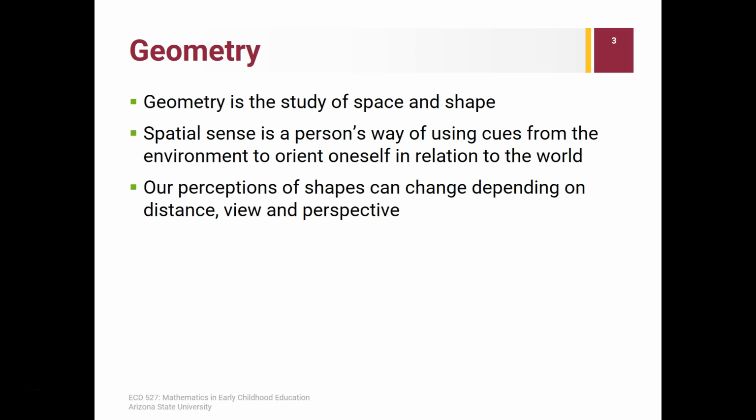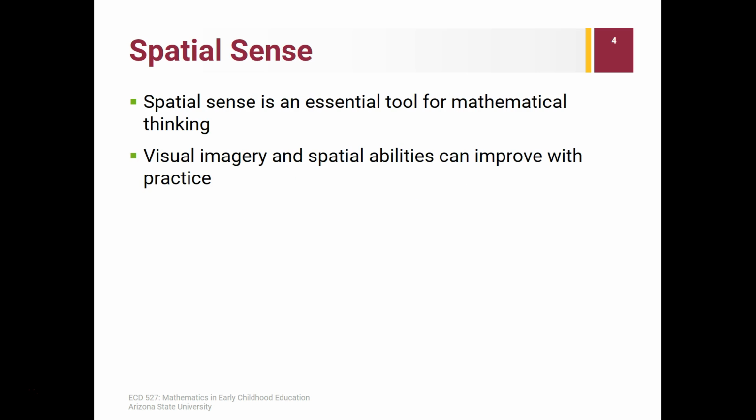Spatial sense is a person's way of using cues from the environment to orient oneself in relation to the world. Our perceptions of shapes can change depending on distance, view, and perspective. The development of spatial sense is an essential tool for mathematical thinking using geometry. Some people seem to have a natural ability to perceive things in the environment. The good news for educators is that research has shown visual imagery and spatial abilities can improve with practice. So as early childhood educators, we need to provide geometrical experiences to help children develop these skills.